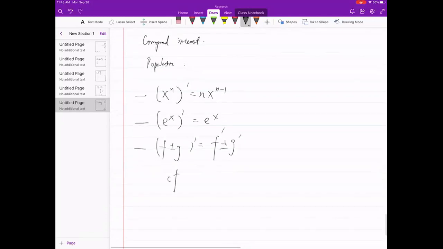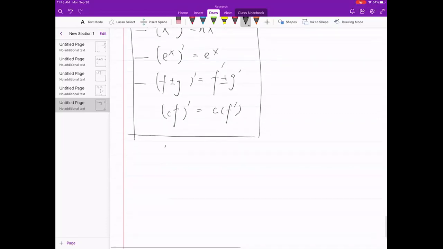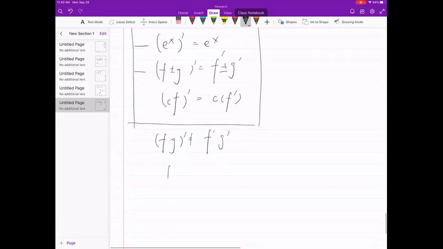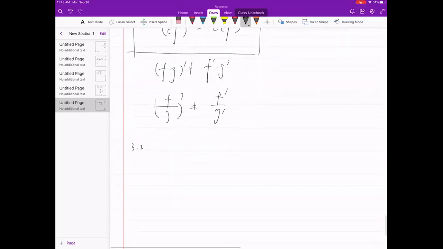F times a constant. Okay, that's the 3 things we learned from this section, which is good. We also know that f times g is not f prime times g prime. Surprise or not surprise? F divided by g is certainly not f prime divided by g prime. Then our next job is to try to do this.